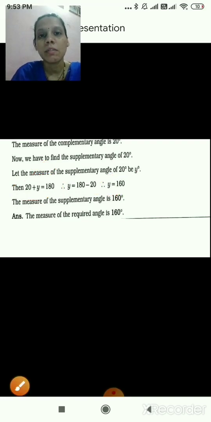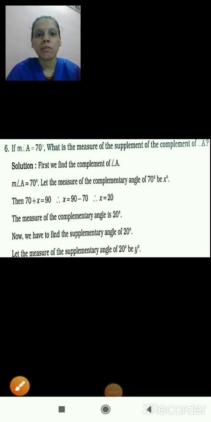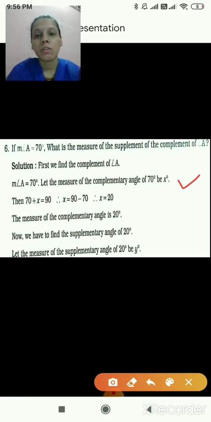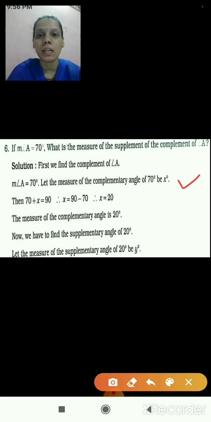Okay, once again we will see. The measure of angle A is given, that is 70 degrees. What is the measure of the supplement of the complement of angle A? Okay, don't get confused. Read the question. We need to find out the supplement of the complement of angle A. So for this, first we will find out the complement of angle A. The measure of angle A is given, that is 70 degrees. Then we will find out the complementary angle of 70 degrees, that we will consider as x. Let the measure of the complementary angle of 70 degrees be x.